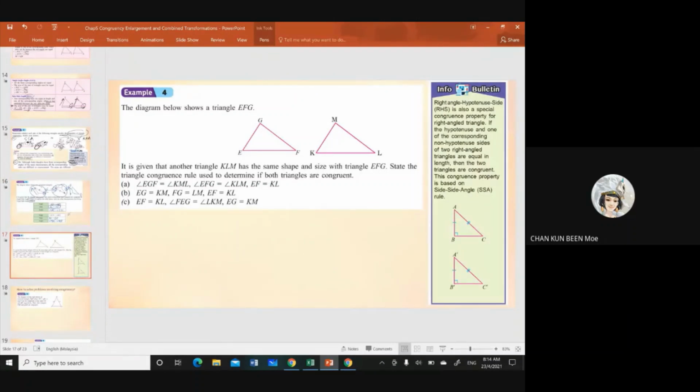So we move on to the next example here, example 4. Okay, in this example, actually this one is not given. I cut it off first.